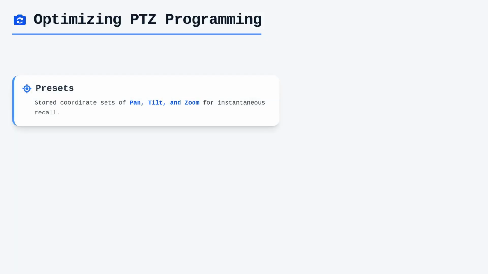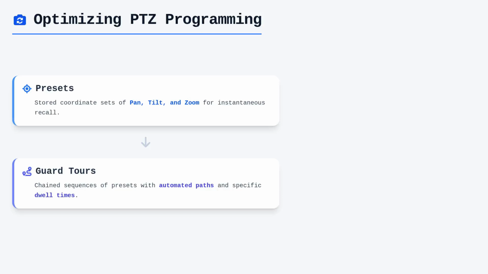Effective programming of these mechanisms involves balancing preset automation with guard tour functionality. A preset is essentially a stored coordinate set consisting of specific pan, tilt, and zoom values that the camera can recall instantaneously. Guard tours extend this concept by chaining multiple presets into a programmed sequence that the camera follows automatically, often with specific dwell times at each location.